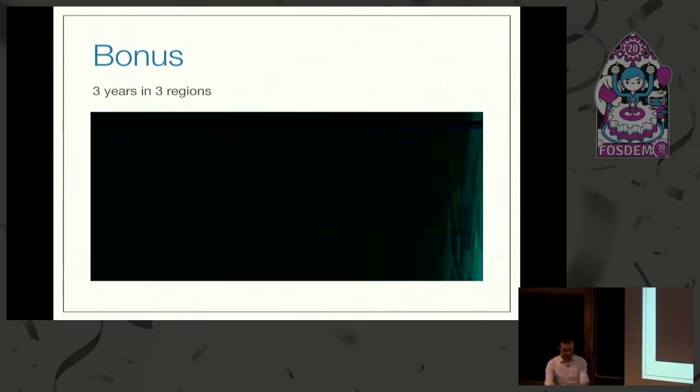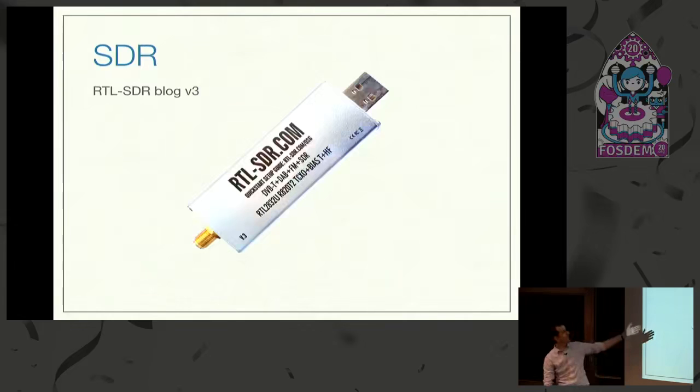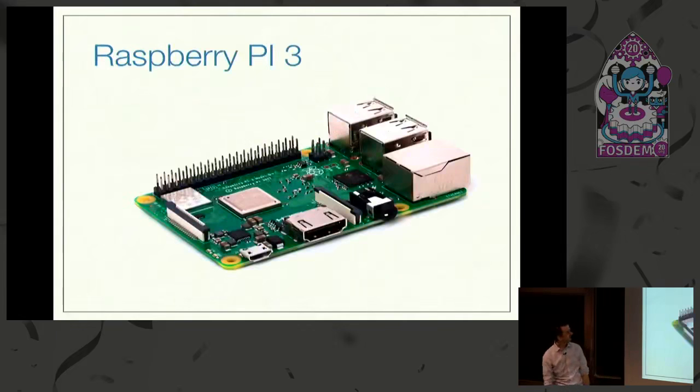Actually, it looks much better on my laptop. I'm using a Discone antenna. This is very simple, basic, and with a negative gain. But it fits my purpose. Then a very standard RTL-SDR Blog V3, that's what's there. And a Raspberry Pi.